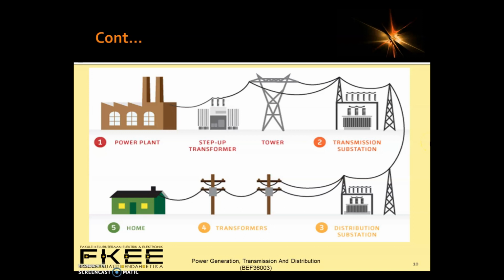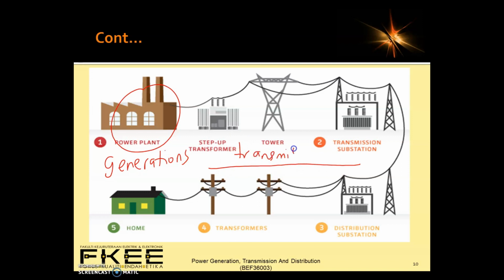Okay, this is the overview of the modern electric power system, which consists of first the generation, and then goes to the transmission, and then goes to the distribution part.